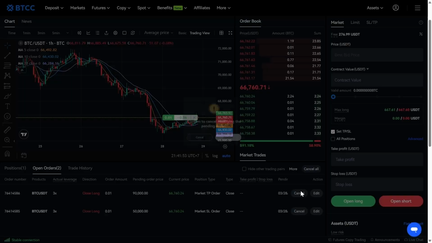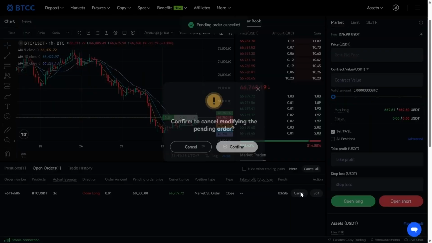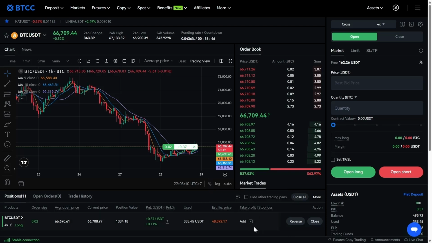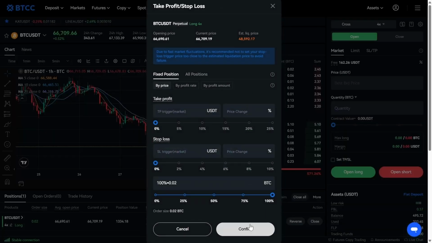Next, I'm just going to cancel these orders quick. We can head to positions and then under take profit and stop loss, press add. Here we can go through the same process that we did before our trade and create our take profit and stop loss order. We can see at the bottom that this order would use 100% of our open position.